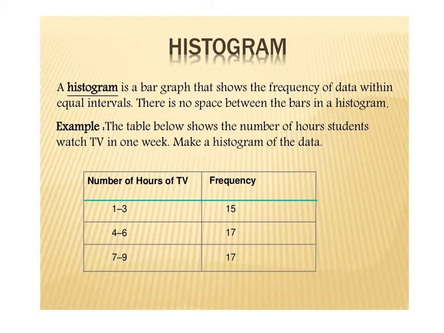We take an example. The table below shows the number of hours students watch TV in 1 week. Make a histogram of the data. Here we have the number of hours of TV and its frequency. Frequency means the number of students who watch TV during these periods. Now, from 1 to 3 hours, the number of students watching TV is 15. From 4 to 6 hours it is 17, and from 7 to 9 hours the number of students is 17.